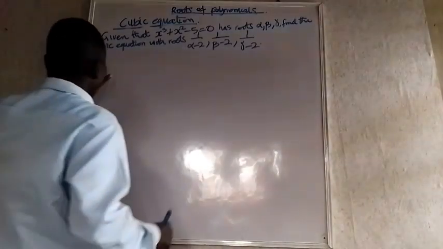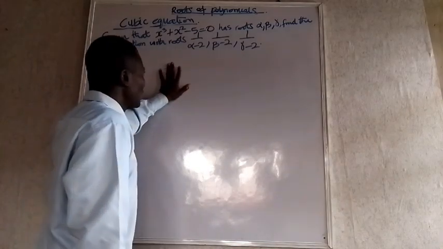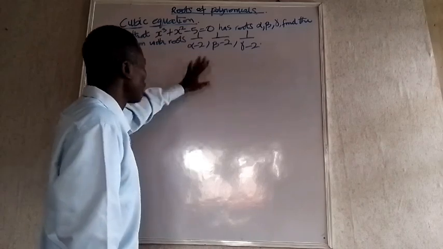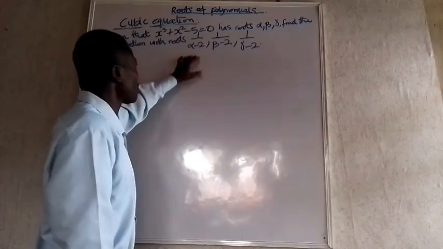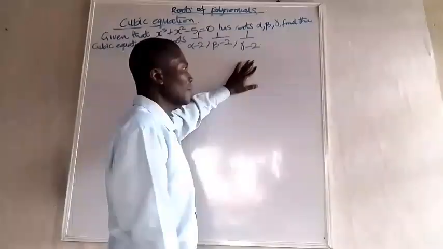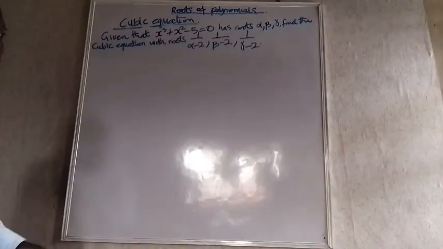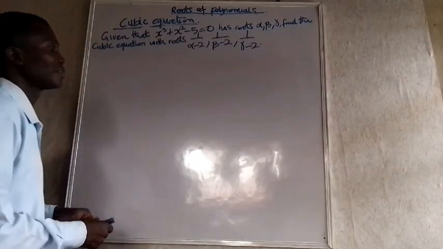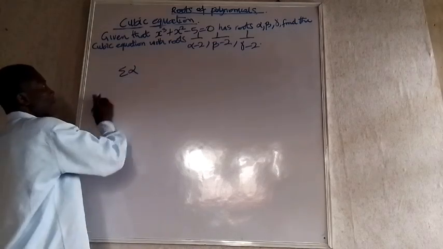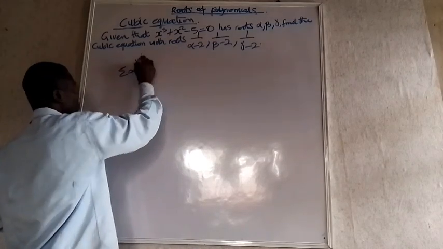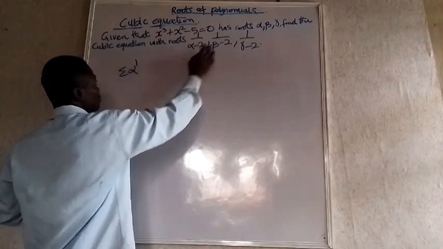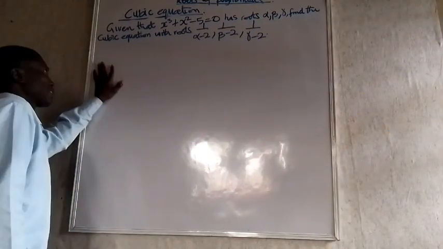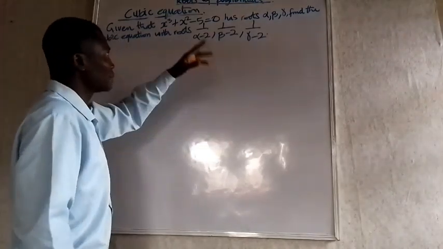Now we have it. Given that x cubed plus x squared minus 5 equals 0 has roots alpha, beta, gamma. Find the cubic equation with roots 1 over alpha minus 2, 1 over beta minus 2, and 1 over gamma minus 2. Yes, you can try to use summation and find each root. You can find summation alpha.